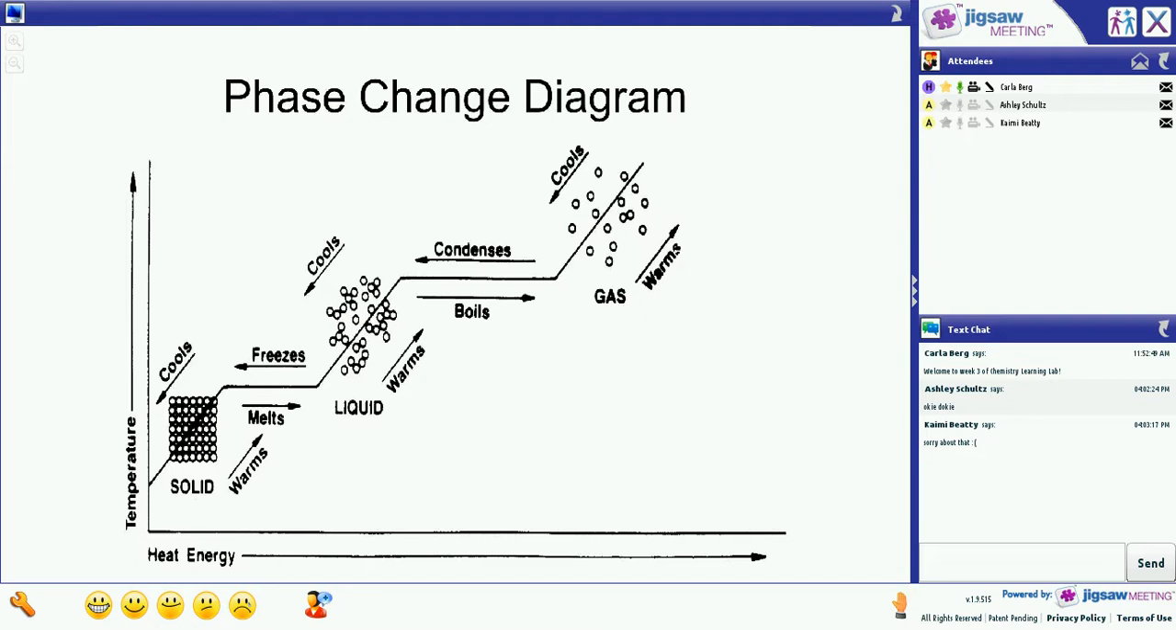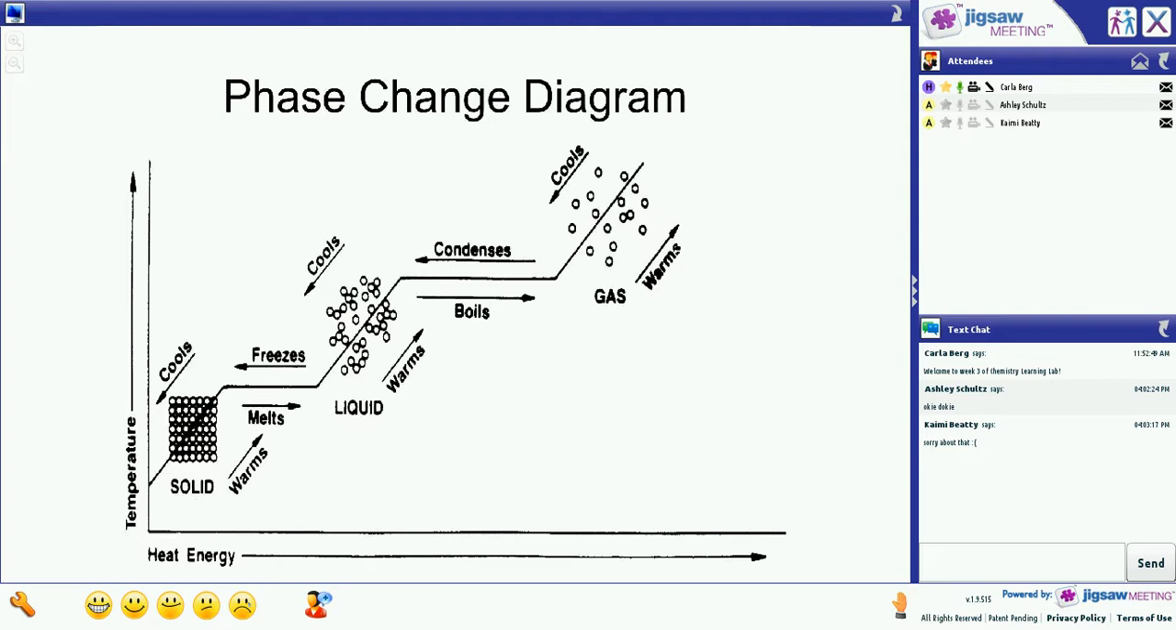Now if we look above our phase change diagram line, we see what happens when it is cooling. The opposite. So as a gas cools, it condenses and becomes a liquid. As the liquid cools, it freezes and becomes a solid. That's the basic phase change diagram.